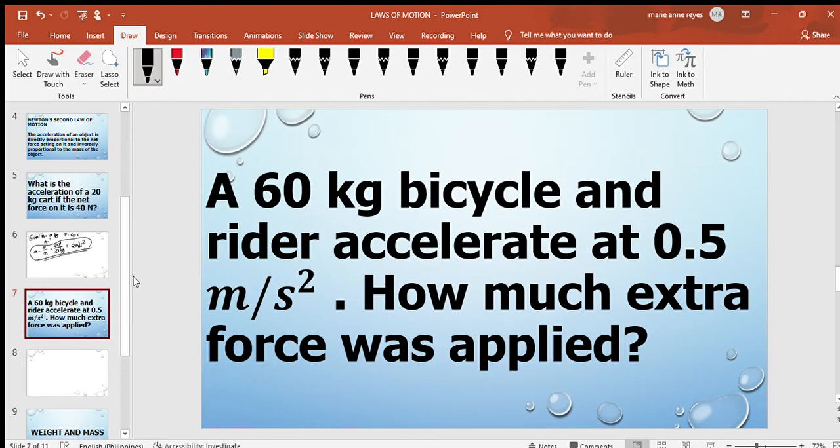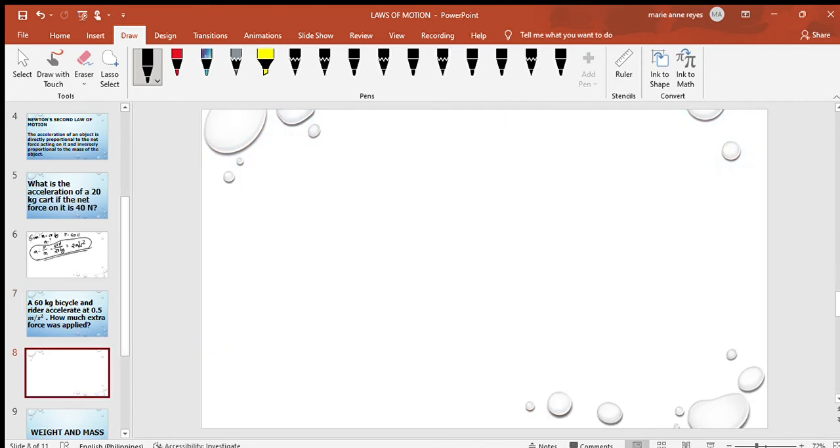How about this one? A 60 kilogram bicycle and rider accelerate at 0.5 meter per second squared. How much force was applied? Okay, so ano na ulit yung given natin? Given, mass is 60 kilogram and the acceleration is 0.5 meter per second squared. What we are looking for is the force.